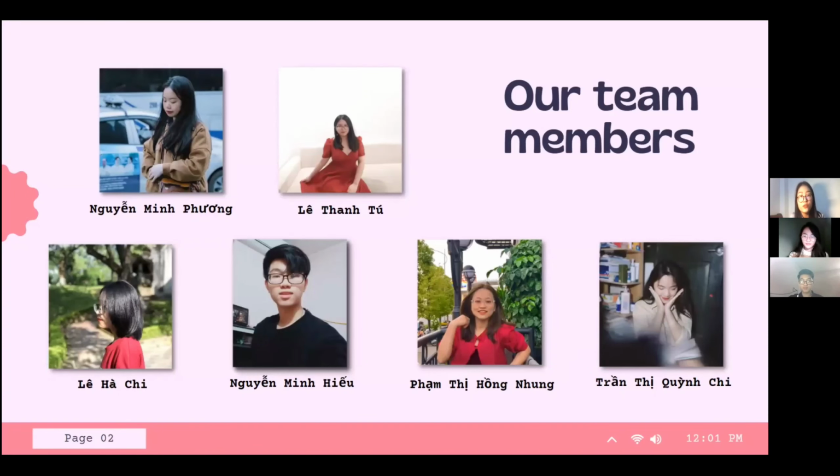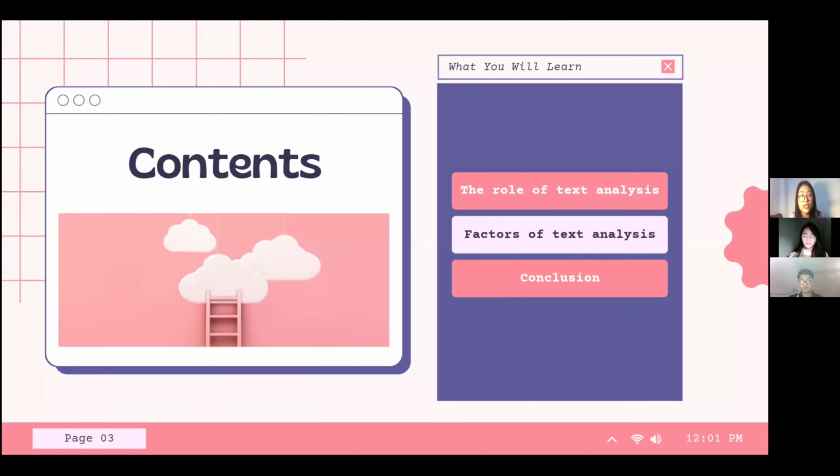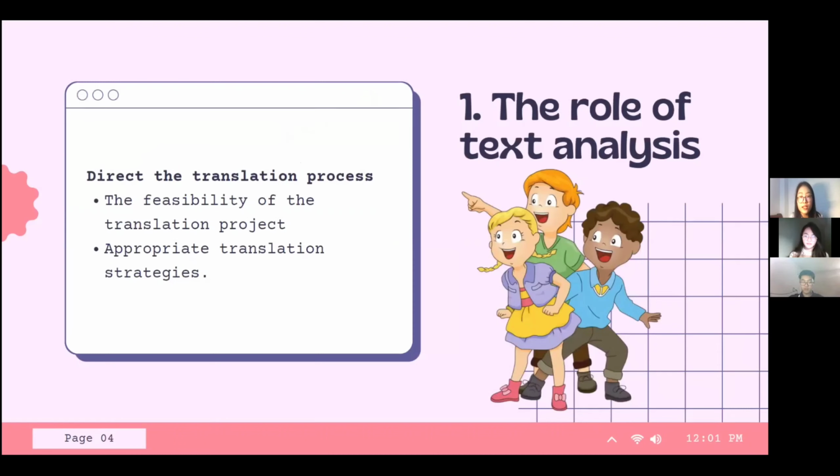Today we would like to review Unit 2 related to text analysis. And there are 3 main parts in our summary. The first one is the role of text analysis. The second one is factors of text analysis. And the last one is our conclusion. So right now we're going to start off by talking about the role of text analysis.